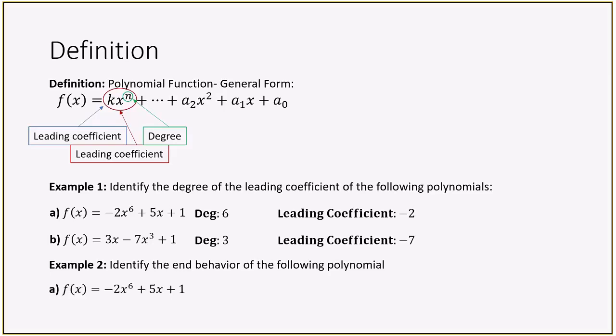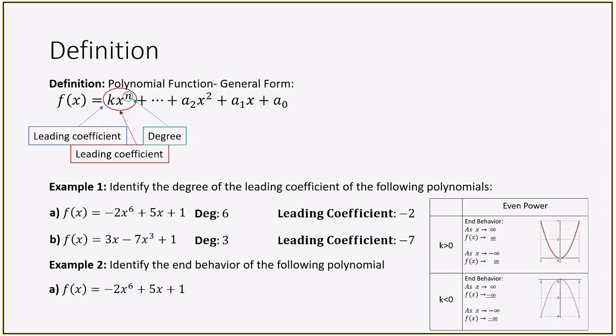So again, I'm pulling down part A of example 1. I want to identify the end behavior. I'm going to do that by looking at what my degree is and the sign of my leading coefficient. We saw my degree is 6 and my leading coefficient is -2. So we have a negative even function. Looking at this chart, bottom right, I have my end behavior for when k is less than 0 and it's an even power. So as x goes to positive infinity, f of x goes to negative infinity, and as x goes to negative infinity, f of x also goes to negative infinity.